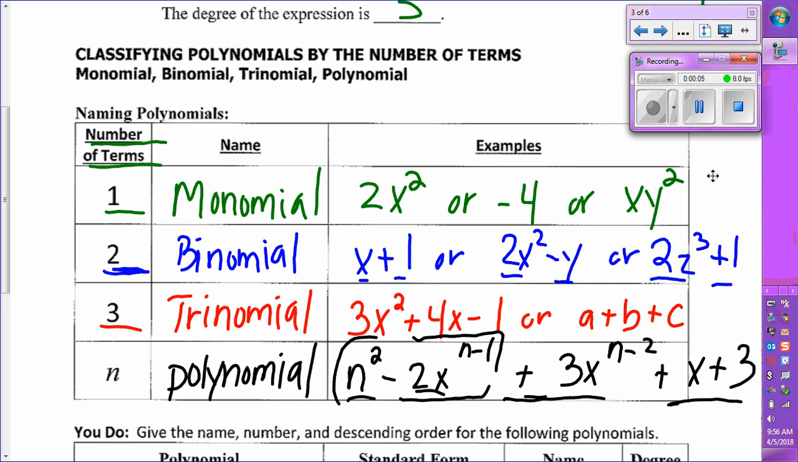So we're going to continue with our lesson on polynomials. I'm just going to do a quick review. We're going to start right here. Most of you should have this in your notes already.